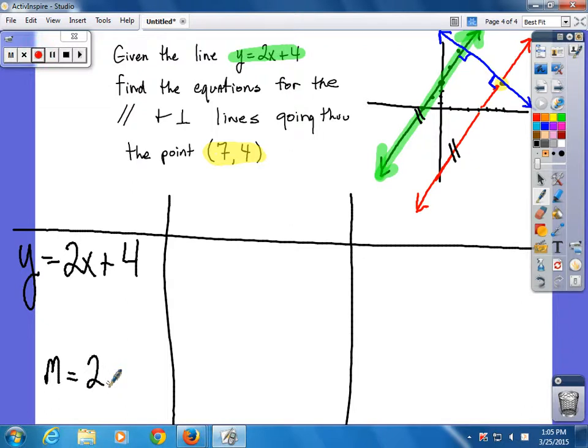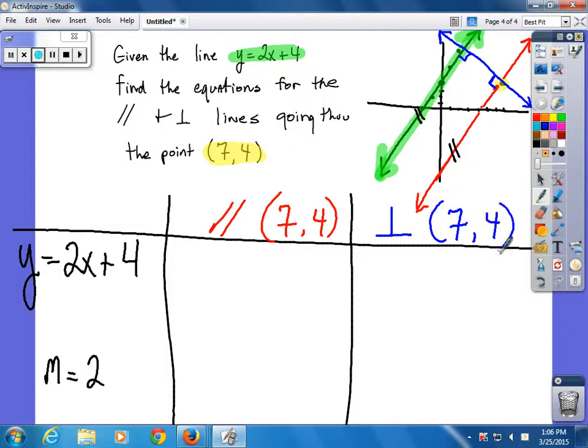And over here, I'm going to draw a red (7, 4). And over here, I'm going to draw a blue (7, 4). Now, where did I get (7, 4) from? It's given. Why did I color them red and blue? Because I want to find the parallel, and I want to find the perpendicular line that goes through it.